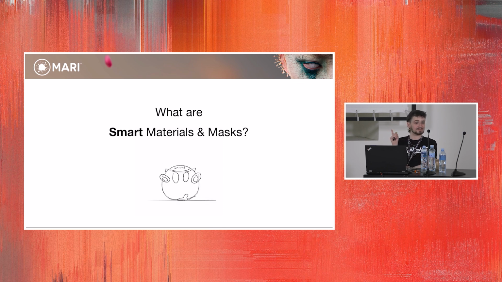So that's why I'm doing this presentation today, because a lot of students don't know that smart materials exist in Mari. So to start, what are smart materials and masks? Basically, they're materials and masks which are smart because they use bake maps, which are geometry-driven maps that allow you to drive where your textures go. So you can use them for dirt, grime, rust, weathering effects, loads of different things.